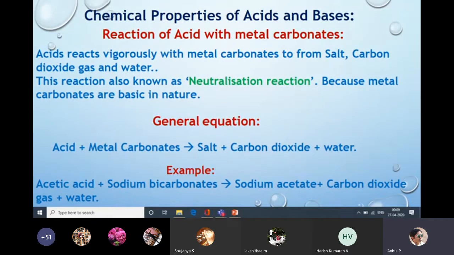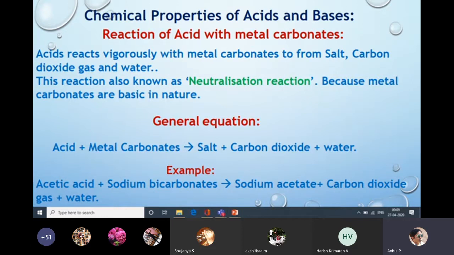So what is the example? Acid, I have given the acetic acid, and we all know acetic acid is present in lemon, and sodium bicarbonate, which is also called baking soda. And when you add this acetic acid and baking soda together, they form a salt called sodium acetate, and they release carbon dioxide gas as well as water. So I think some of you would have performed this reaction in the junior classes when making presentations, that volcano.